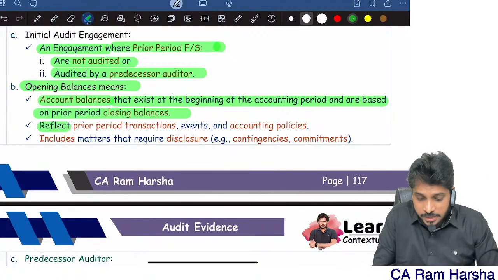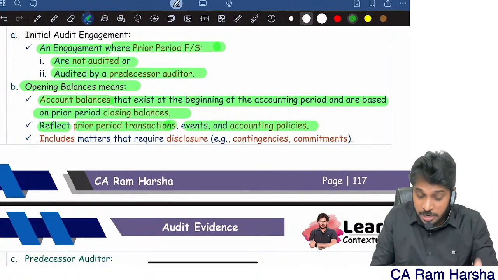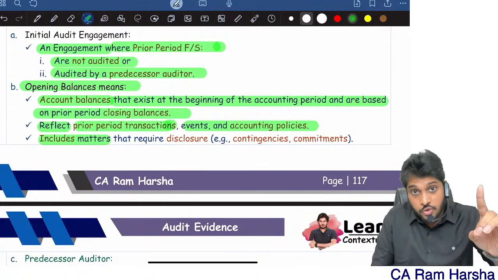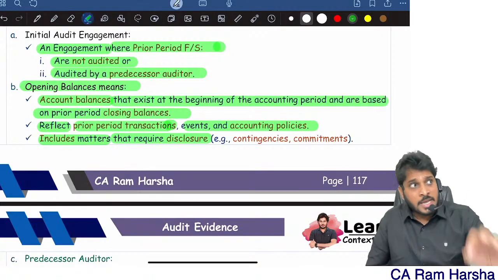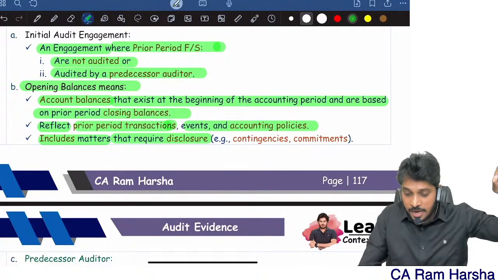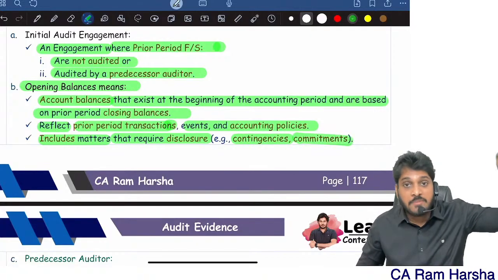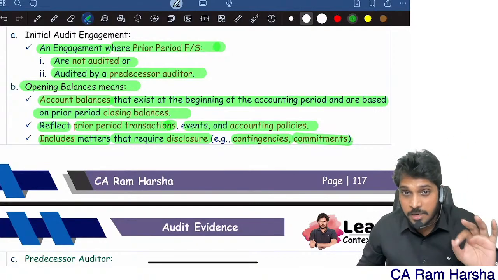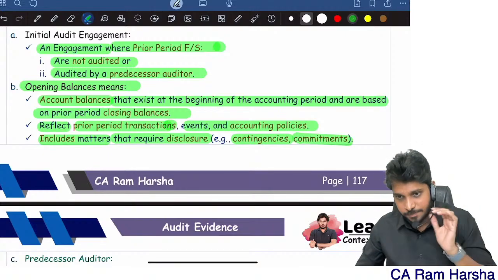Not only that, opening balances reflect prior period transactions, events, and accounting policies. Opening balance also includes matters which are only disclosed. In the last year's balance sheet, P&L, and notes to accounts, some disclosures were there, like contingencies and commitment disclosures. They will also be treated as opening balance. Remember, the definitions are important for MCQ purposes.